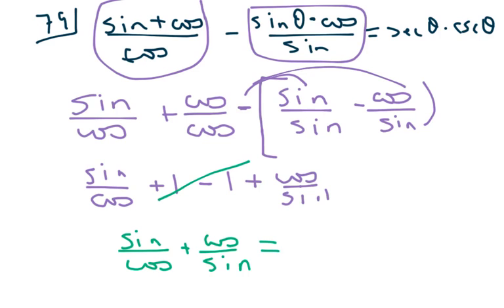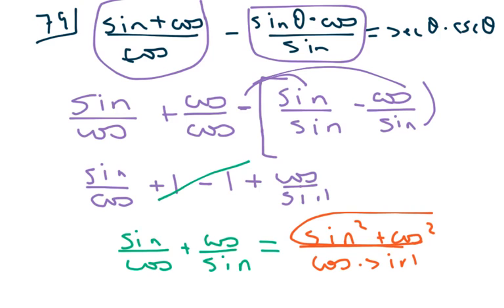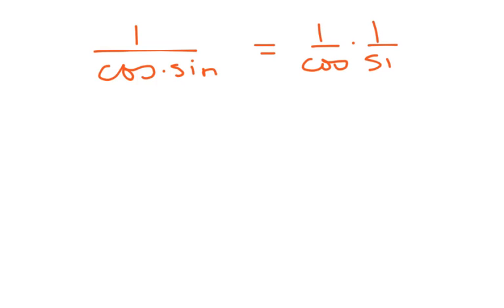Now I'm going to set this over a common denominator. And that means I have sine squared plus cosine squared. We know this equals 1. So I'm going to go over here. I have 1 over cosine times sine, which is the same as 1 over cosine times 1 over sine, which gives me secant times cosecant. And that's it. So I take it back. These were a little harder.